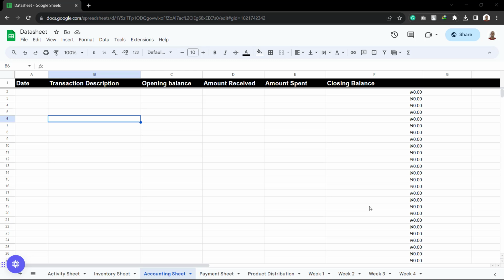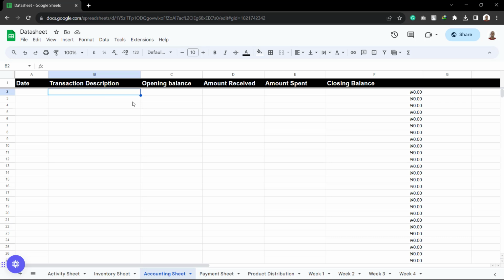So this is the accounting sheet. This is where we input the monies that come in and out of the business. The first of them is the date. The date is the date of that transaction, so you're going to input the date for the transaction here. The second one is the transaction description. So what exactly happened? We spent so amount on so thing, or we received so amount for so product. This is the transaction description. We're going to mention it here.